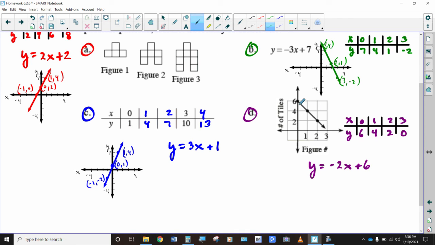And then for our last example, they give us the graph that has a y-intercept of 6, and it goes down 2 for every one it goes to the right. So negative 2 over 1, which we're just going to write as negative 2, because we don't need the 1 as the denominator. And then these are all ordered pairs that can be put into the graph. So (0, 6), (1, 4), (2, 2), and eventually (3, 0).